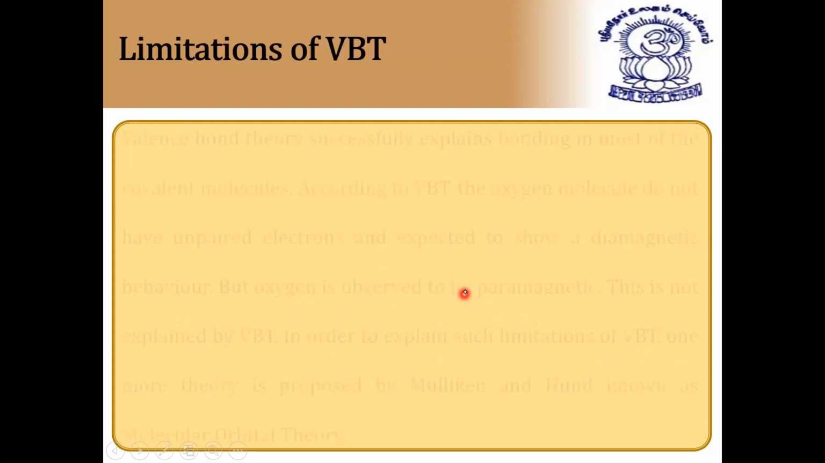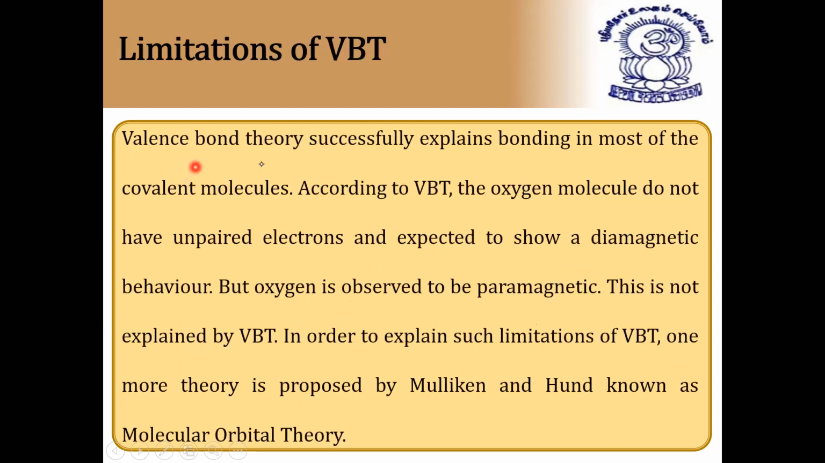Now, limitations of valence bond theory. Valence bond theory successfully explains bonding in most covalent molecules. According to VBT, the oxygen molecule does not have unpaired electrons and is expected to show diamagnetic behavior, but oxygen is observed to be paramagnetic. Very, very important: oxygen is not diamagnetic, it is paramagnetic.